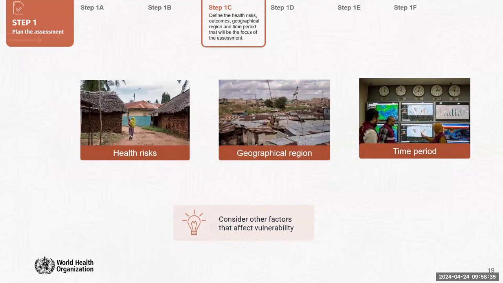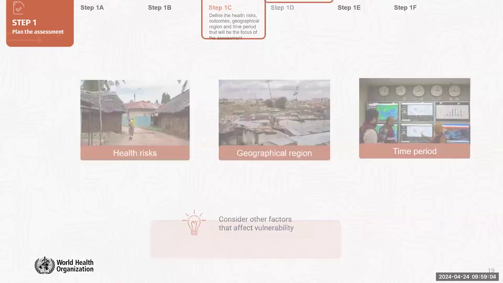You would need to consider what other factors may change vulnerability now or in the future, like a rapidly developing economy will have a different set of vulnerabilities today than in 20, 30 years' time. There will be changes in population, there may be migrations, etc. So we have to think outside the box when we consider other factors that affect vulnerability.